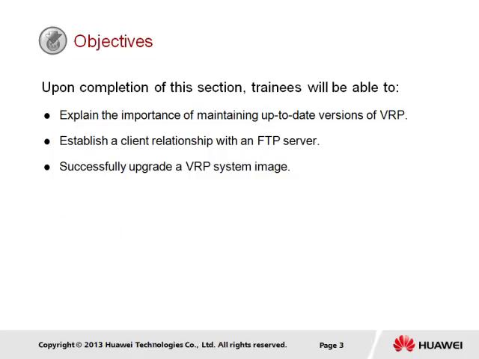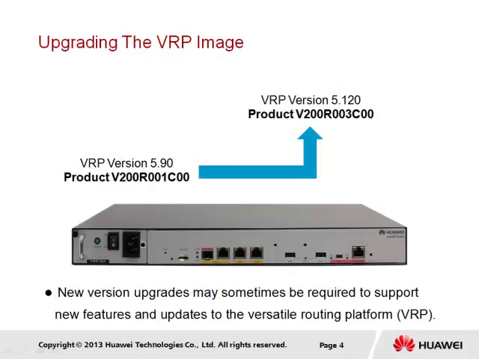So upon completion of this section, it is generally expected that trainees will be able to explain the importance of maintaining up-to-date versions of VRP, establish a client relationship with an FTP server, and successfully upgrade a VRP system image. As new features are introduced and improvements made to the current VRP product, the device is generally expected to be upgraded with the new image.